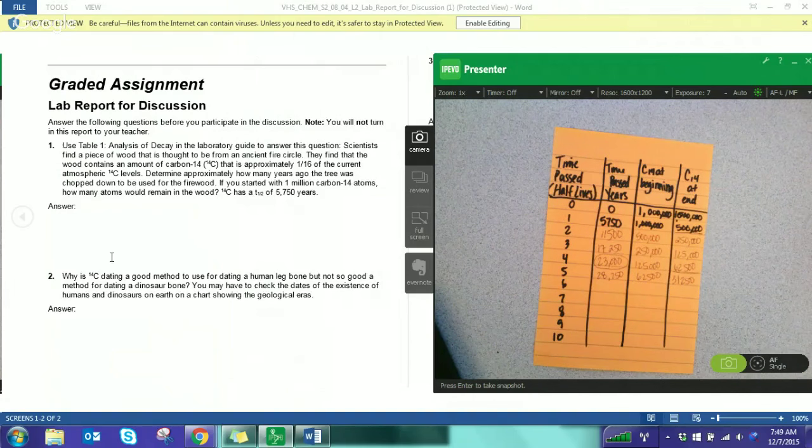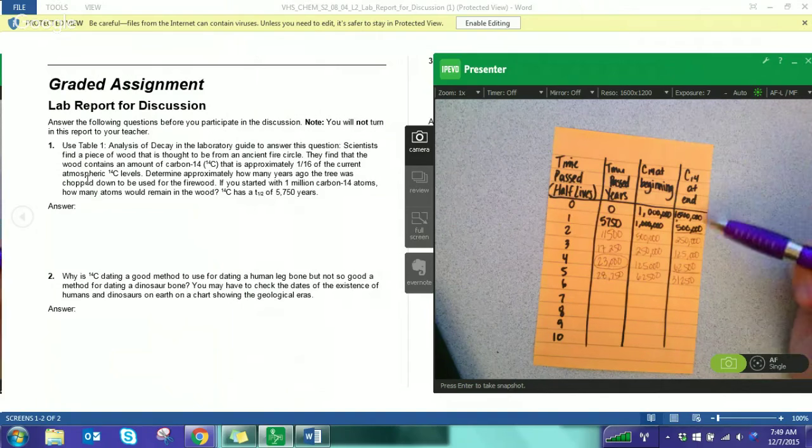So for question 2, a couple things you're going to have to do. One, you're going to want to look up a couple of things. First, look up when Homo sapiens, that's humans, first showed up on Earth's timeline. And then figure out when dinosaurs first showed up on Earth's timeline. Definitely going to be a huge difference in numbers.